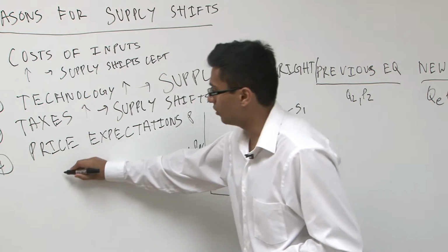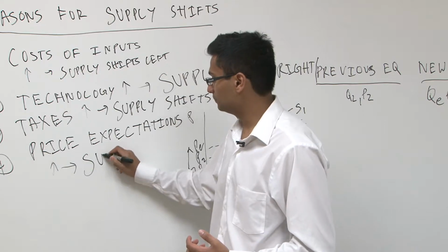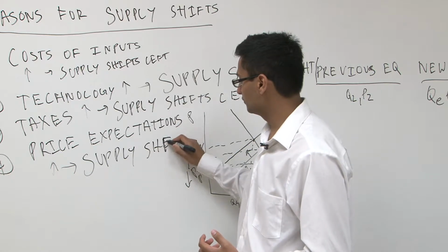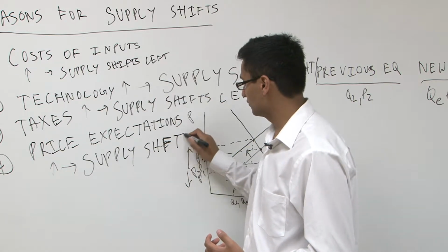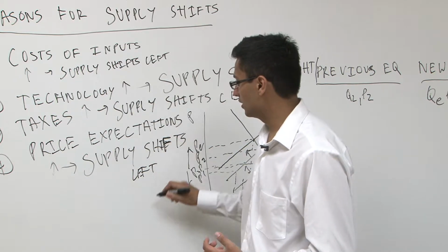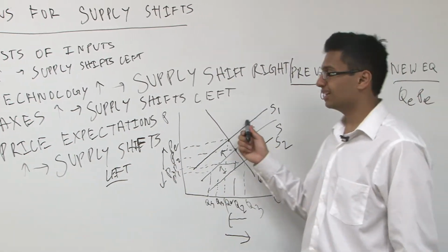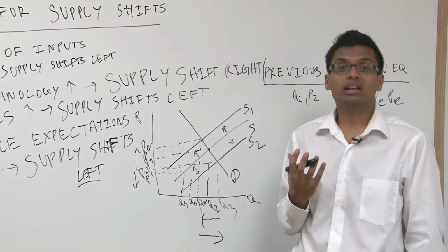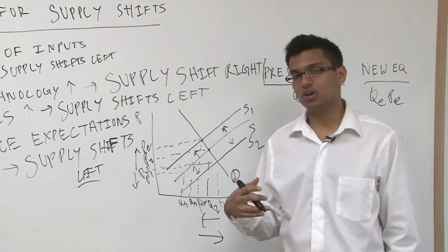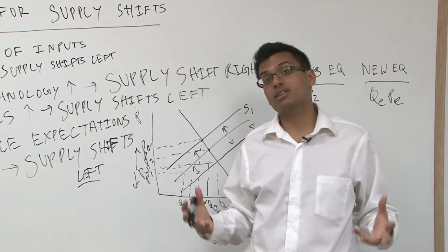So if my price expectations go up, it's kind of like the same thing, okay? Supply shifts left, okay? Supply shifts left. So if my price expectations in the future go up, I'm going to shift to the left. Why? Because I know that when prices actually go up, I can increase the supply and make more money, right? But for now, when the prices are low, I'm not going to produce more because I don't make more profits. I make more profits when the prices go up.